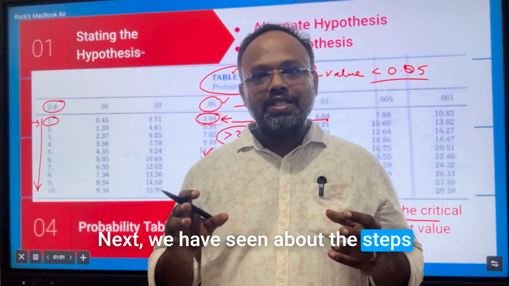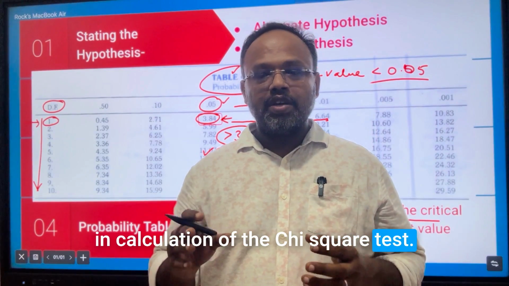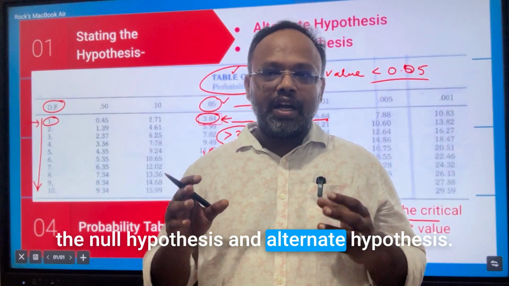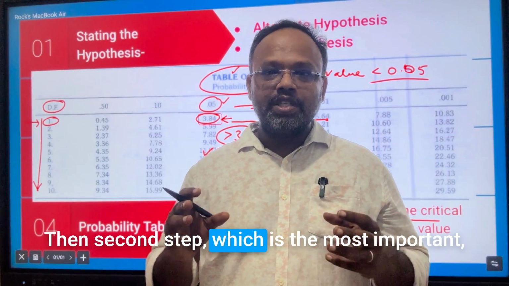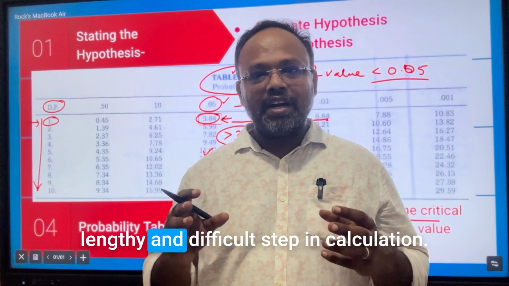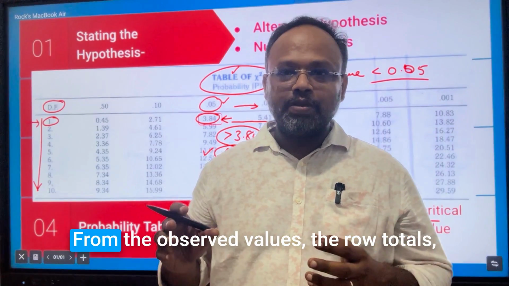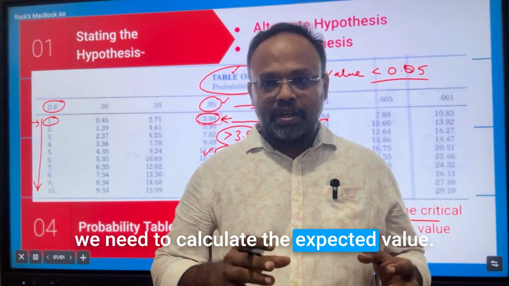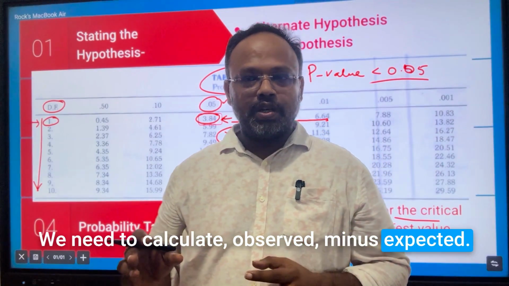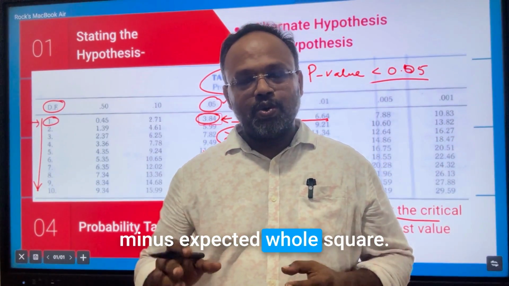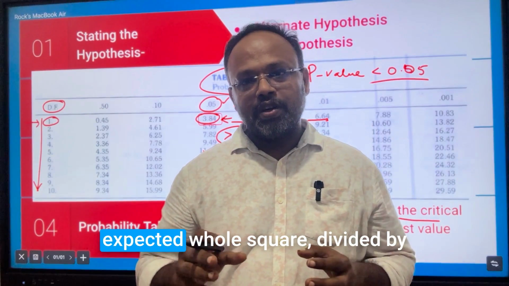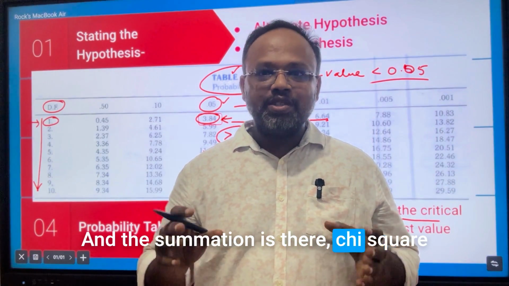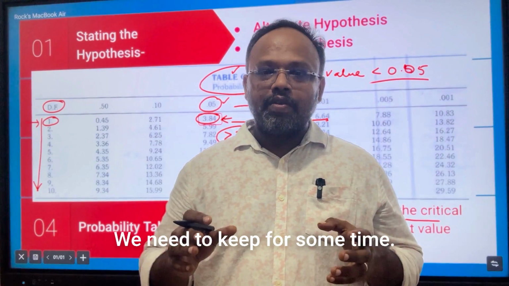Next, we have seen about the steps in calculation of the chi-square test. First is stating the hypothesis. We need to state the null hypothesis and alternate hypothesis. Then second step, which is the most important, lengthy and difficult step in calculation, from the observed values, the row totals and the column totals and the grand total, we need to calculate the expected value. We need to calculate observed minus expected. We need to calculate observed minus expected whole square. We need to calculate observed minus expected whole square divided by expected, and we need to summate it, and the summation is the chi-square value. And that chi-square value we need to keep for some time.